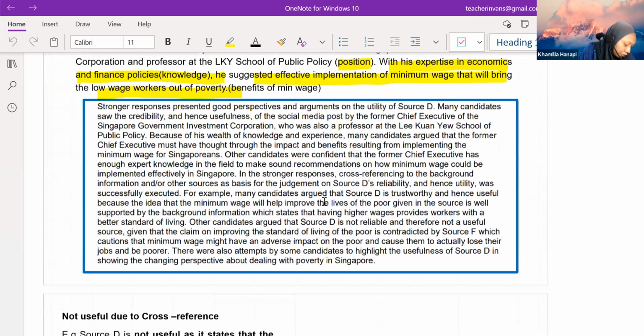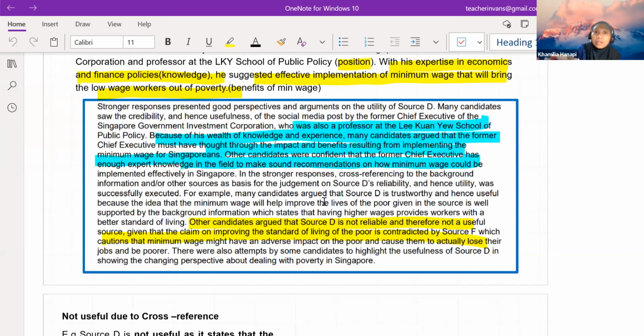Okay, this one. Stronger responses presented, I'm going to highlight in blue here, who was a professor. Because of his wealth of knowledge and experience, many candidates argued that he must have thought through the impact and benefit in this. Now, because he was an expert, he will make sound recommendations. Stronger responses, just by acknowledging the provenance. So you have to be very careful, very mindful about this.